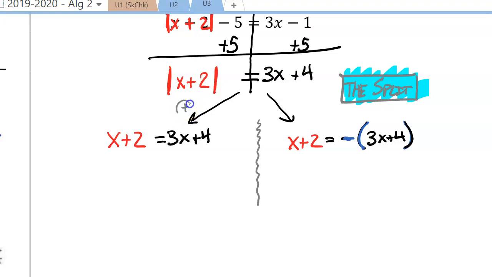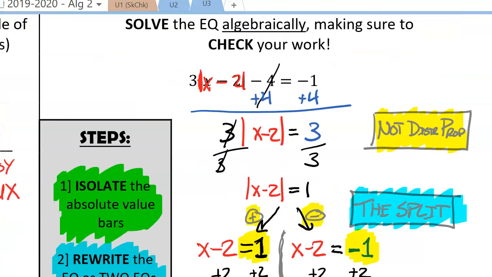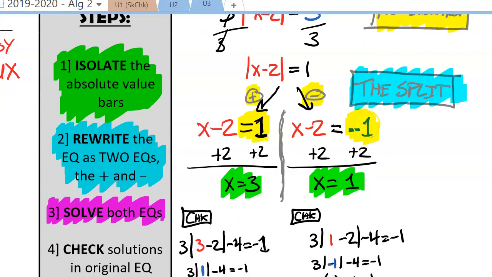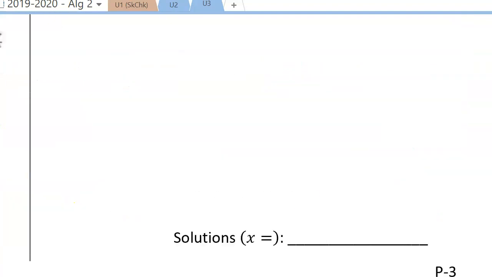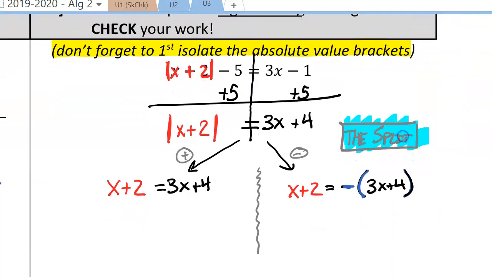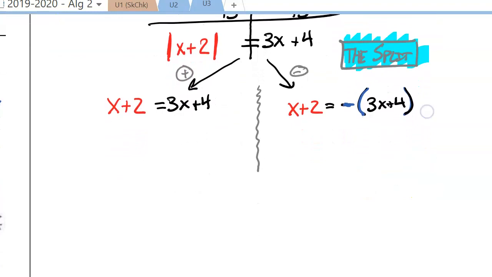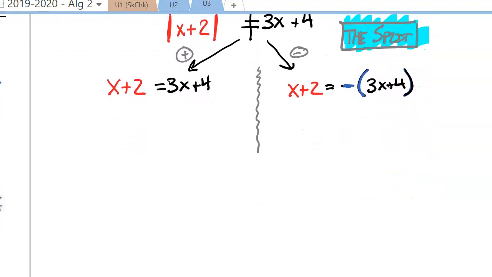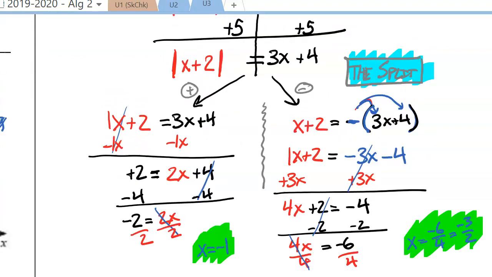And here we're going to write it as the negative case, but we're just going to put the negative in front of the entire expression 3x plus 4. So just like we put a negative in front of the 1 that was originally there, we're just going to go ahead and throw a negative in front of whatever's on the right-hand side, in this case, 3x plus 4. From here, we're going to go ahead and solve both sides. So moving variables to one side, then solving this two-step equation.